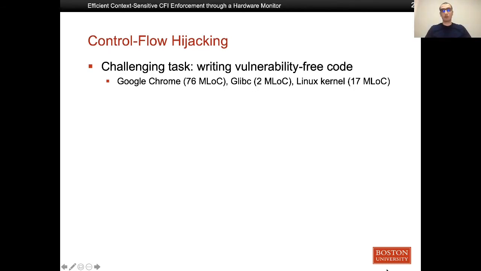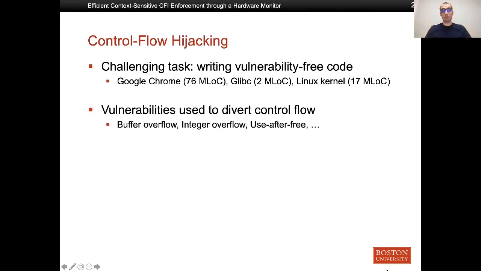Writing vulnerability-free code has always been a challenging task. Considering the complexity of today's widely used applications, such as Google Chrome and the Linux kernel, consisting of millions of lines of code, this task is becoming more and more challenging. Attackers are trying to find several ways to exploit these vulnerabilities, and one way is control flow hijacking, which diverts the control flow of the program from its intended execution.